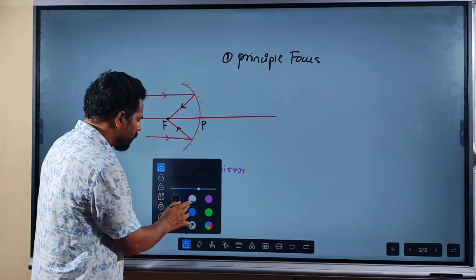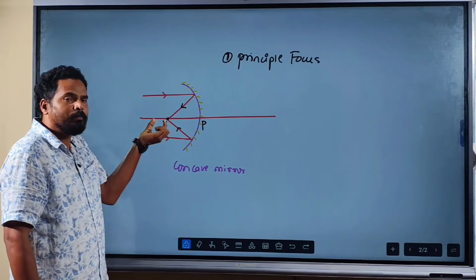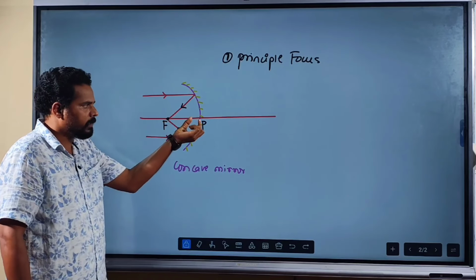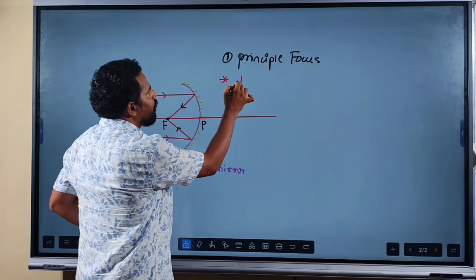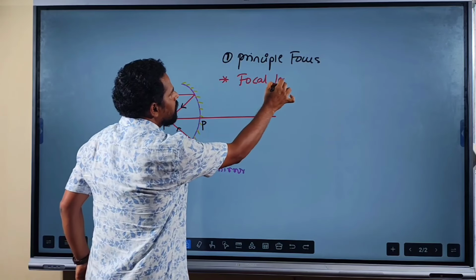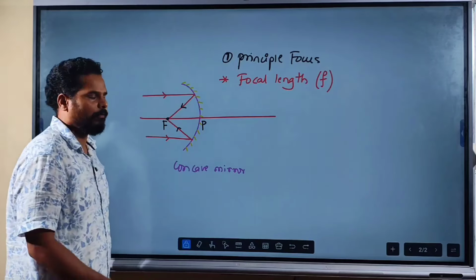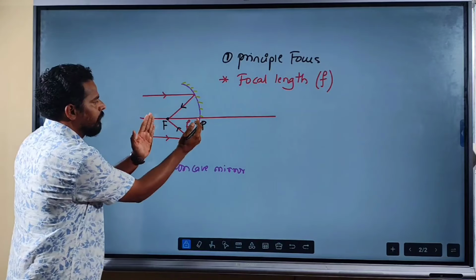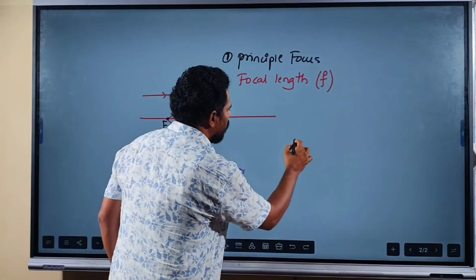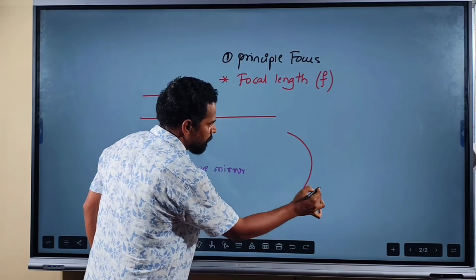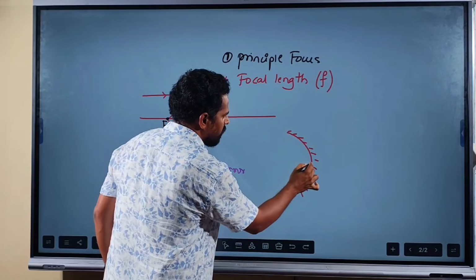Next important term is the distance between the pole of the mirror and the principal focus. This distance is called focal length. It is denoted by small f. Another important point: this is about the spherical mirror. This is a concave mirror, and it is considered a spherical mirror.